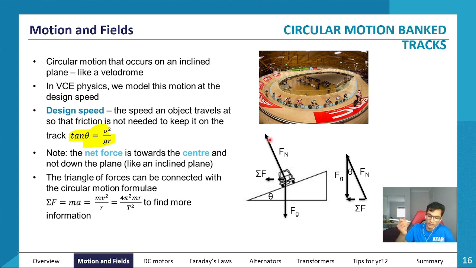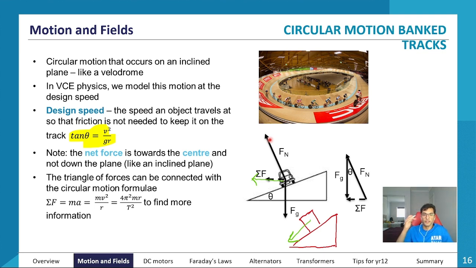There's one slight difference between banked angles versus an inclined plane. If I were to draw an inclined plane real quick, the net force on an inclined plane is downwards, right? You can see that because if you put a box on an inclined plane, it's just going to fall down. However, on a circular track, the net force is directly to the left. It's perpendicular to the ground.